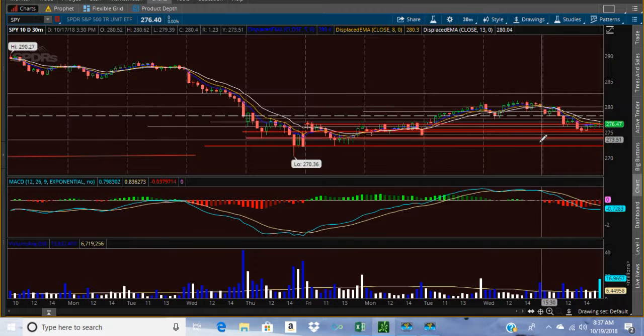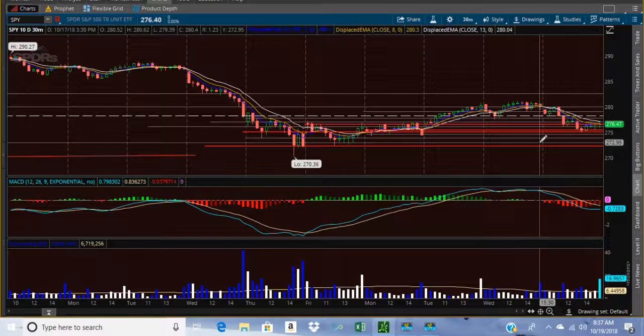We did get to the 280 range, and that was a great opportunity to short as it was the high of day, but it didn't happen initially. We did pull back first, but that's all right. You could always adjust your plan as the day goes on.